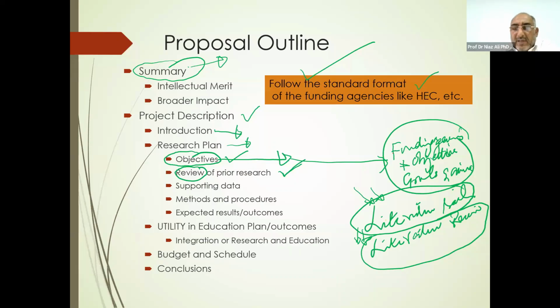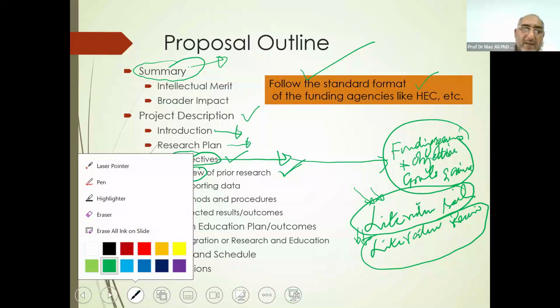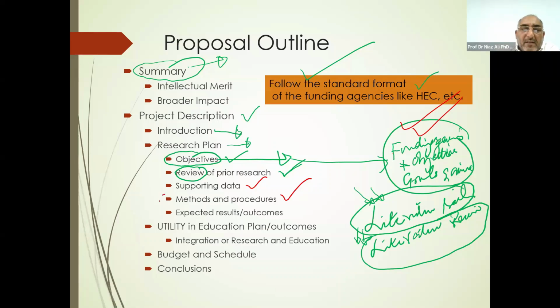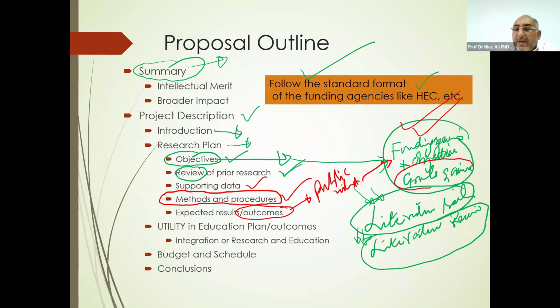But remember, this is when you have a pre-plan, open hand. When you are getting your proposal funded, then you must focus on these particular aims and objectives. So supporting data shall be there. Methods and procedure shall be clearly written. Your approach shall be scientific. Expected results and outcomes shall be in the public interest, and the interest being targeted here by the funding agency's aims and goals. And utility, then utility in education. This is very important.